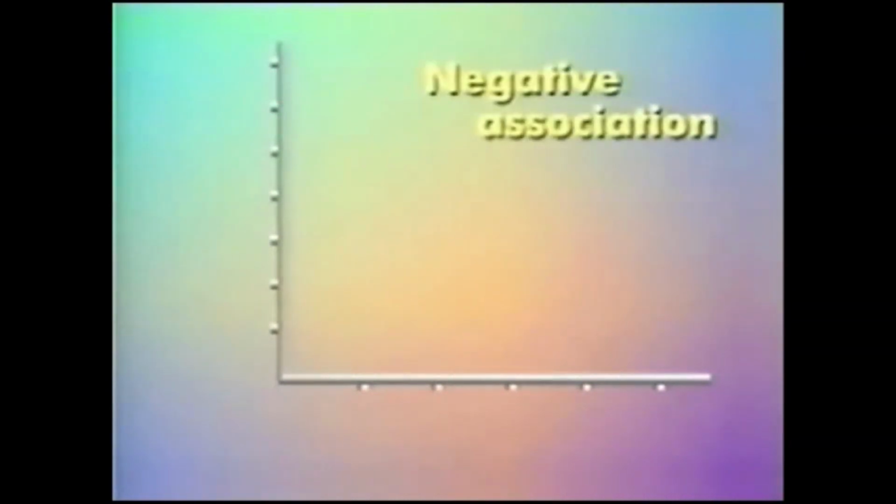Sometimes data exhibit a negative association. In this kind of relationship, as one variable increases, the other decreases. Learning is a classic example of a negative association.